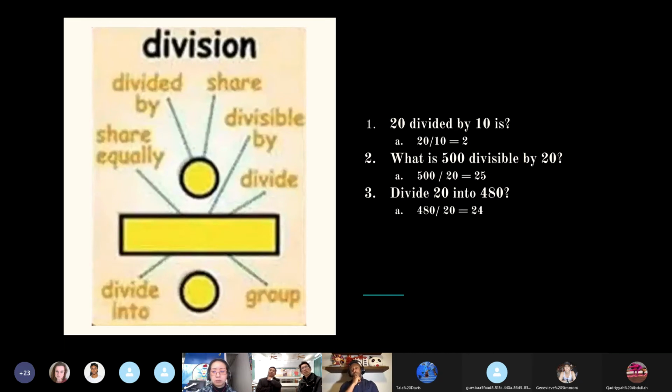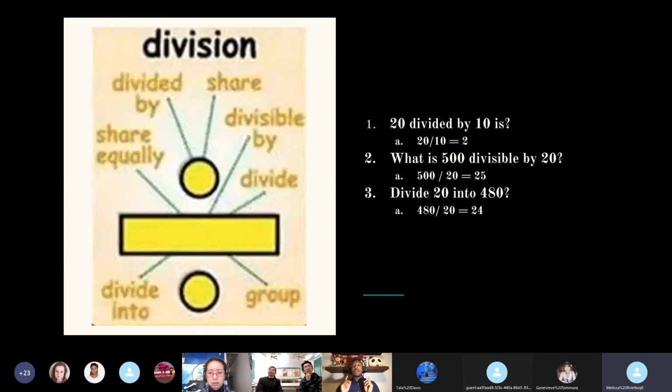So number one here, we see 20 divided by 10 is 2. What is 500 divisible by 20? 500 divided by 20 equals 25. And then we can also say divide 20 into 480. So that would be 480 divided by 20 equals 24.